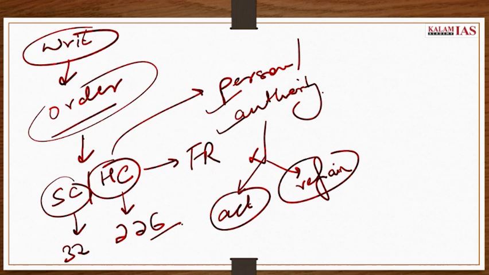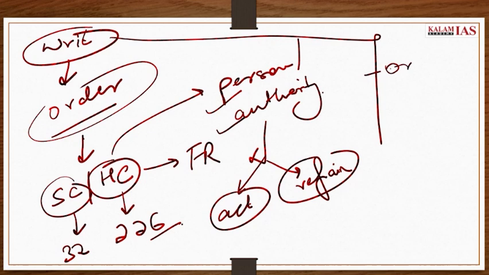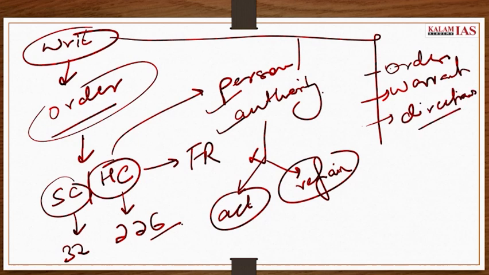So this writ can include either orders, warrants or directions. The courts can ask the person or the authority to either act on some kind of a matter or to refrain from acting on that matter, depending on what the case is.